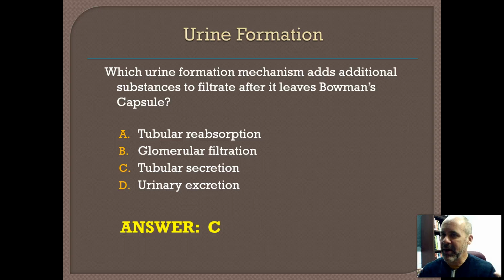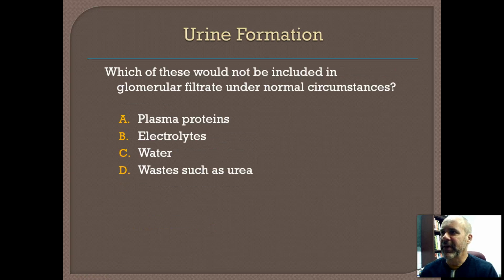Some of that terminology you have to really think about. Reabsorption, you are reabsorbing good stuff. Tubular secretion, you are getting rid of additional things that the body needs to excrete or remove. All right, you would not pick glomerular filtration here because that actually takes place in Bowman's capsule, and urinary excretion is not going to be the correct answer on that one either.